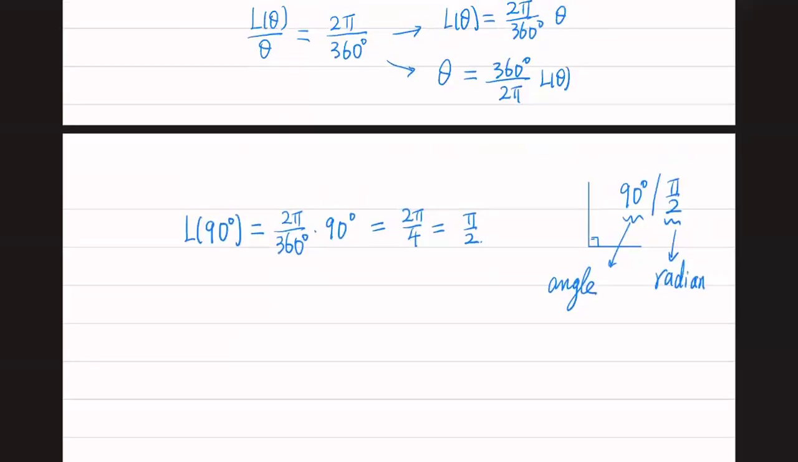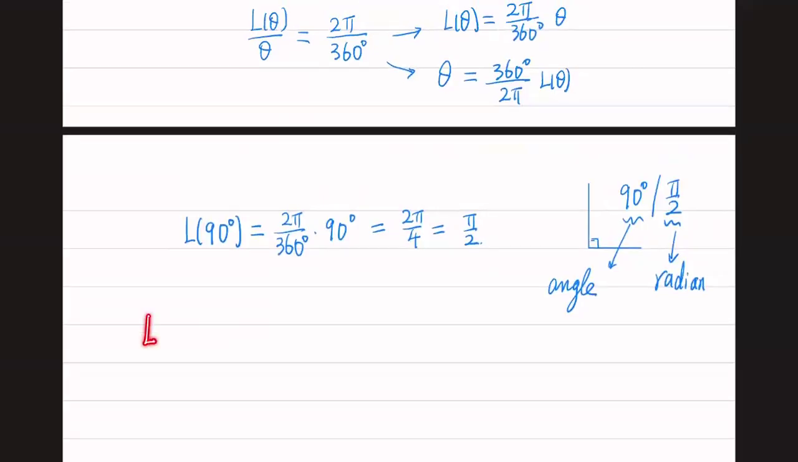Let's see what if L is pi over 12. What's the angle?